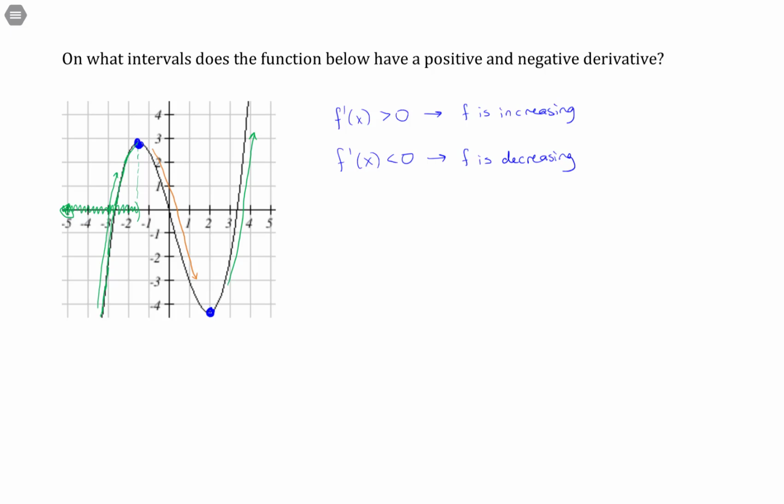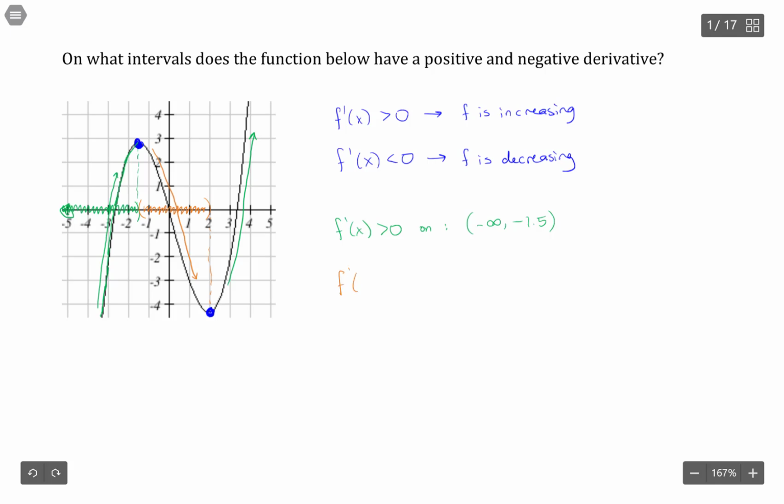But on that interval right there, from negative infinity up to where that change happens, the first derivative is greater than 0, so from negative infinity to negative 1.5. And then it is changing, and now we're decreasing here on this interval down to this point. But again, we only answer in terms of the x.